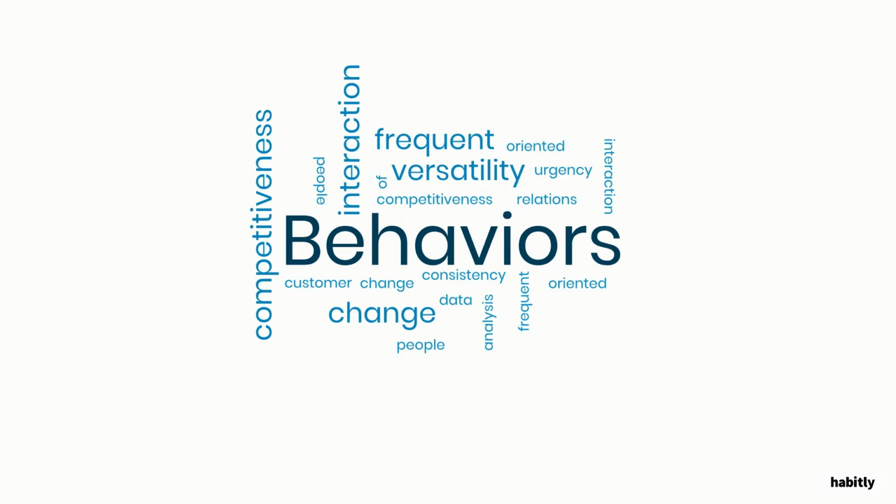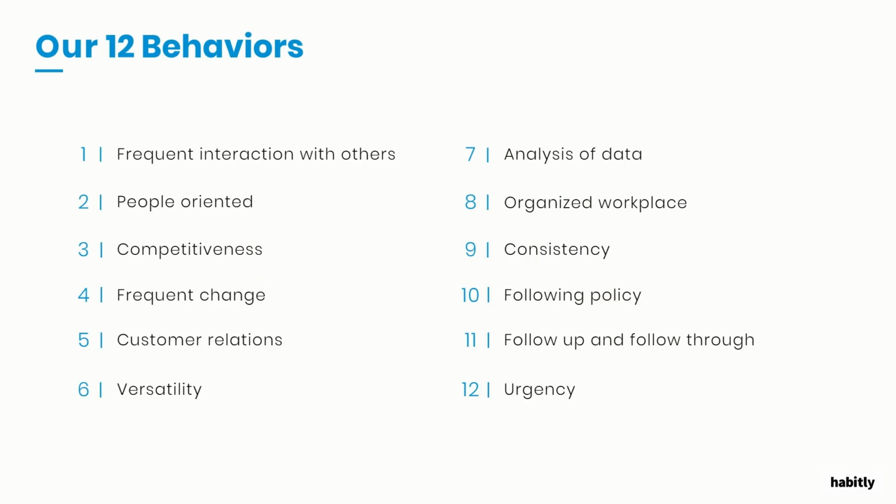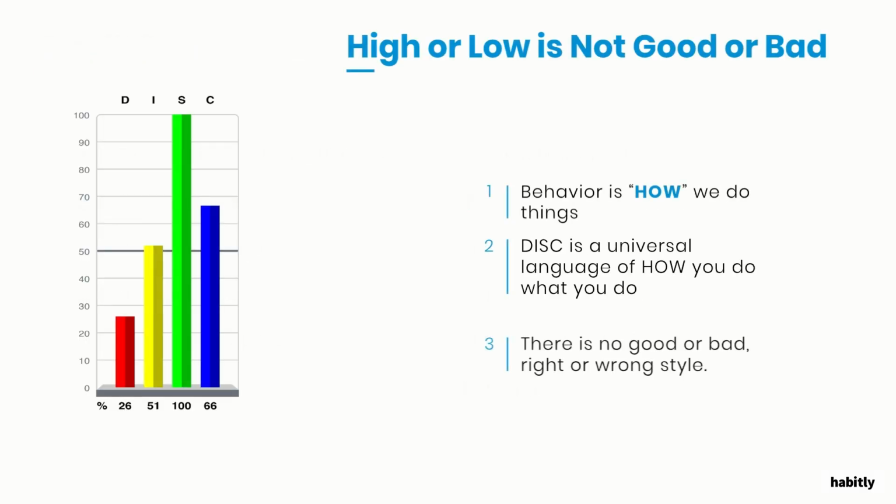Here's just some different thoughts on where we're going with the behaviors. These are the 12 behaviors that are addressed in our reports. Let's talk about the primary bar graph you're going to see in the behavioral portion of one of our reports. There are side-by-side graphs. I'll get to that in a moment.